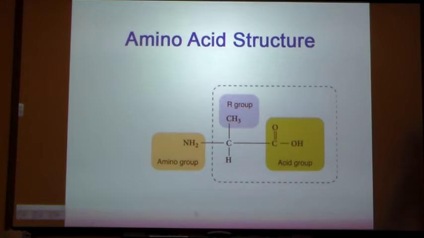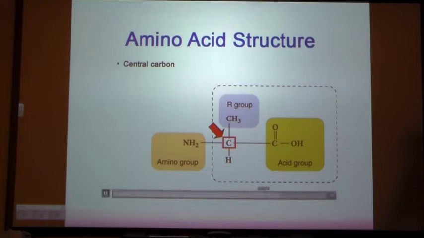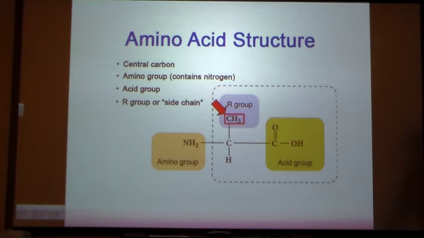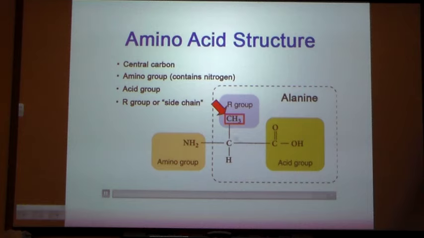All 20 of those amino acids are made of the same 4 basic parts: a central carbon, an amino group, which contains nitrogen, an acid group, and an R group, or side chain. The only part that differs from one amino acid to another is that R group. The rest is identical. In this example, you are looking at the amino acid alanine. See how the side chain is a CH3? In another amino acid, everything would look the same except that side chain would be different.